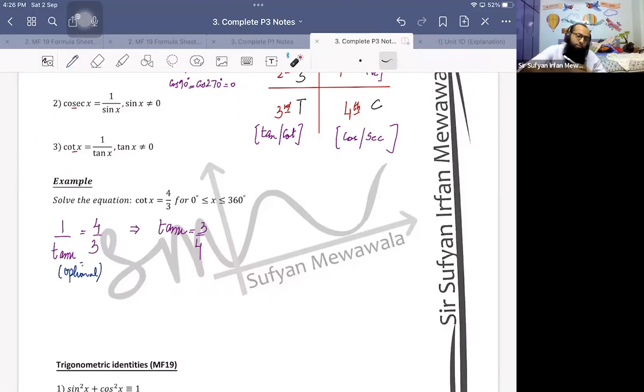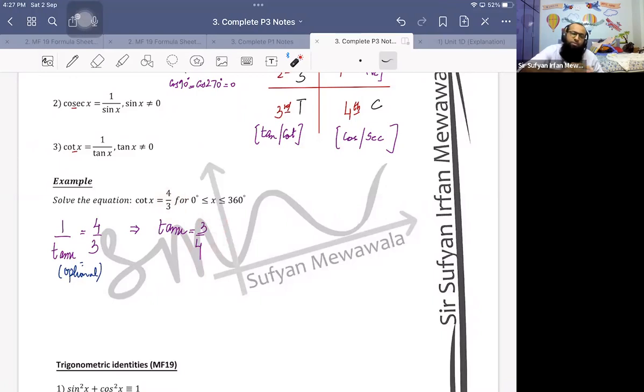How? Because cot x is 4/3, and we know that cot x is the reciprocal of tan x. So if cot x is 4/3, tan x will be 3/4. We reciprocated the fraction. We are taking tan x in place of cot x, so 4/3 will become 3/4. As simple as that. Tan x equals 3/4.